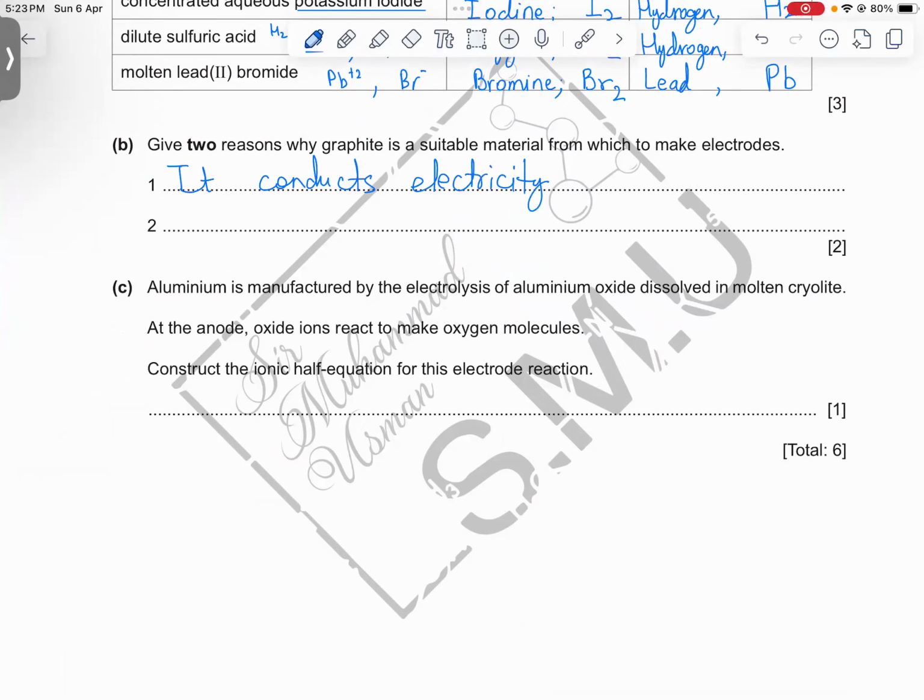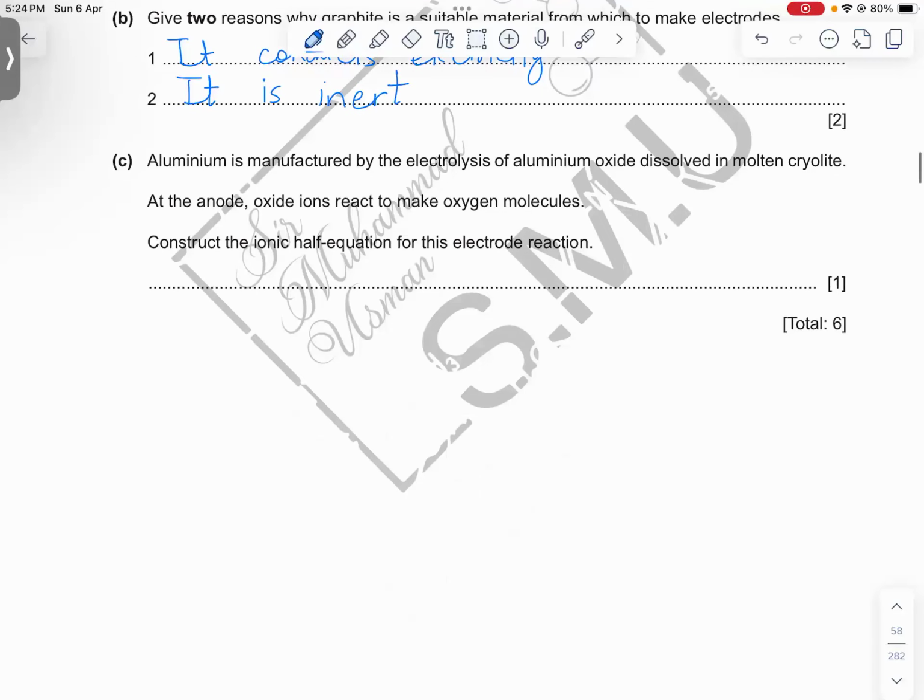And then the second thing is that it does not react with substances. It does not interfere, right? So it does not take part in chemical reactions, which we say it is inert. It is inert, all right? So it does not react and it conducts electricity. So two reasons which are very good, all right?